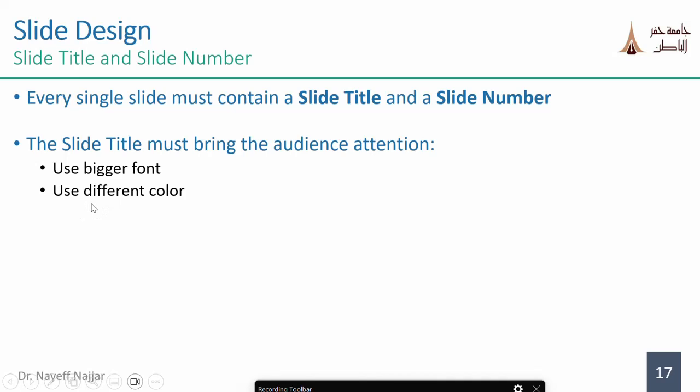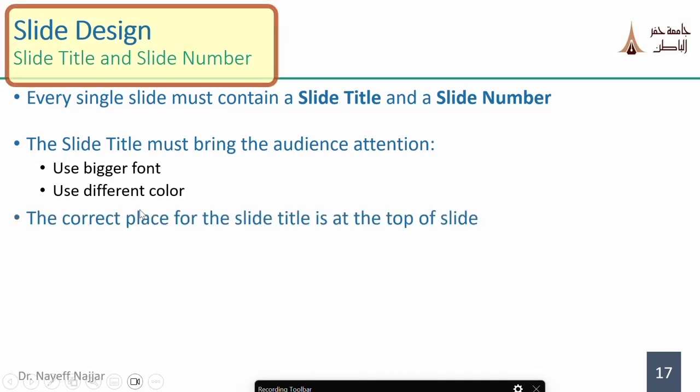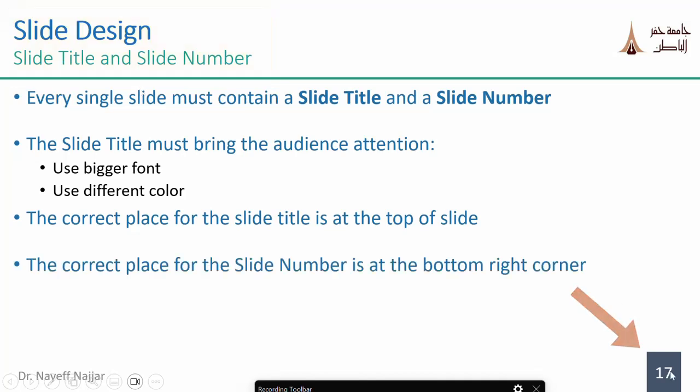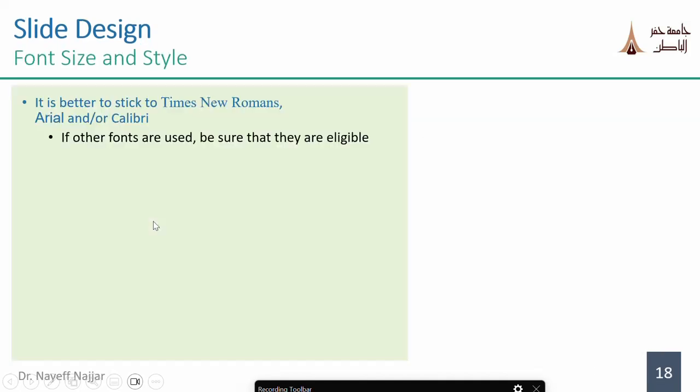And also you are allowed to use different colors. However, see, this is the title. Here is where the title should be. The slide number should be here. Maybe in the middle. Well, I don't prefer it to be in the middle. I prefer the slide number to be in the right corner. And this is essential in every slide. And these are the correct places.